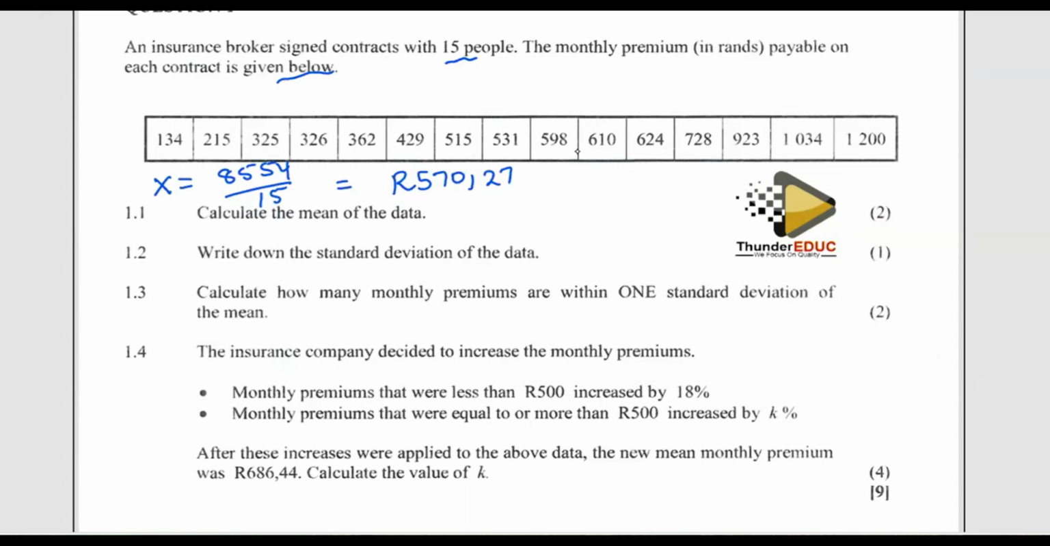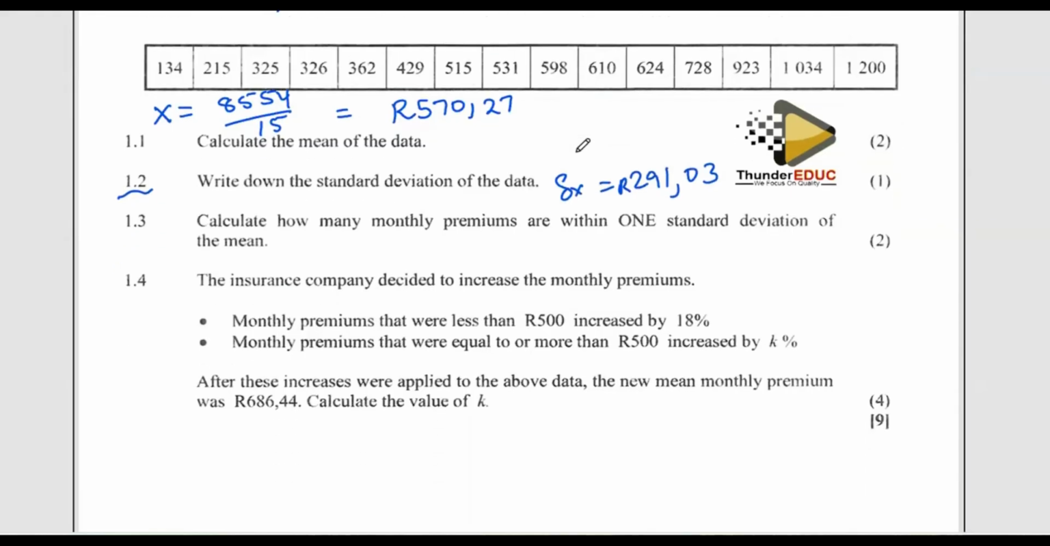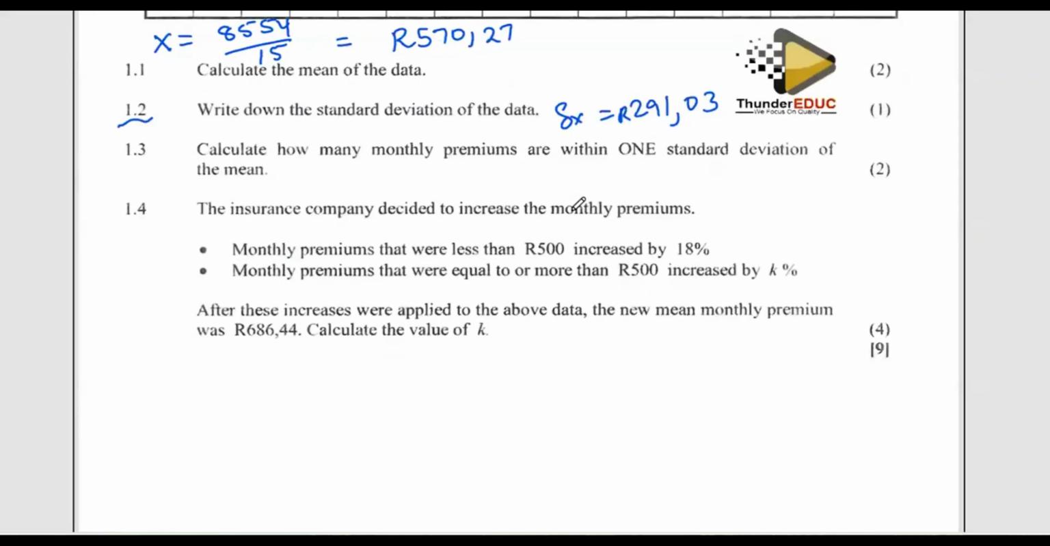Then for 1.2, they're asking us for the standard deviation. The standard deviation that I'm having is 291.03. That is in rands, but the units are not really relevant in this case. Whether you put them or not, you'll still get your marks.